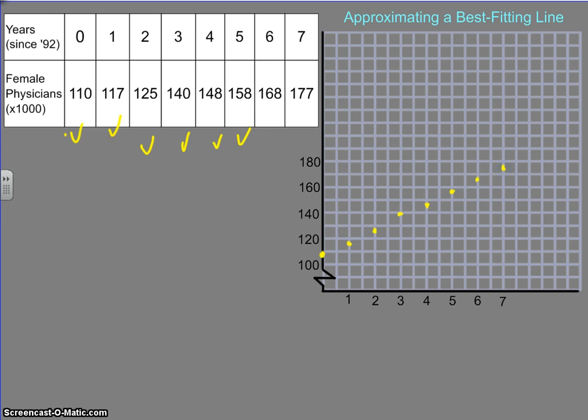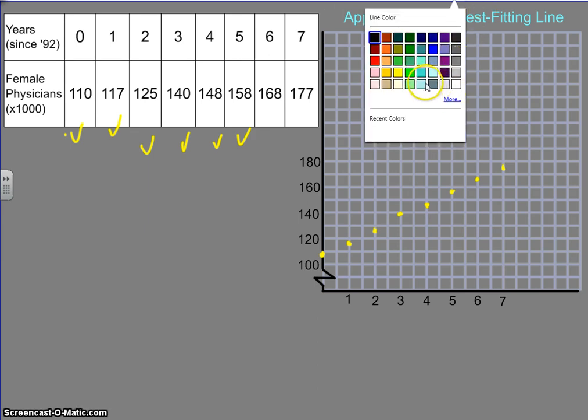Okay, so we're going to draw a line that best fits this. Notice they're not all in a perfect line. That's okay because this is just data. This is like statistics. But we're going to draw a line that kind of fits our data. Let's use this, okay? And this is, again, a little bit of a guess.